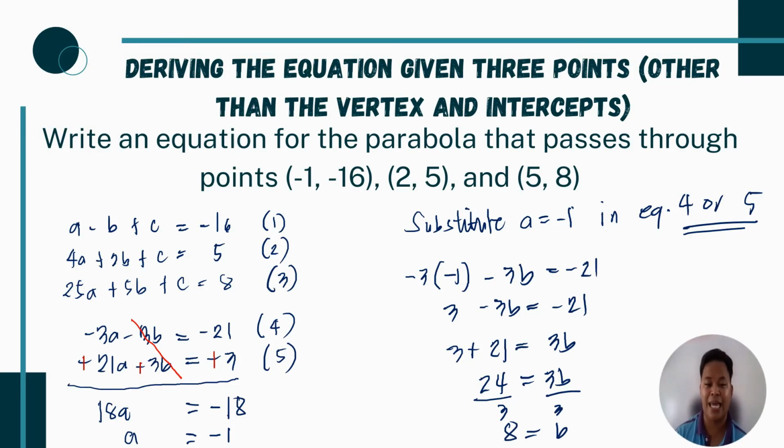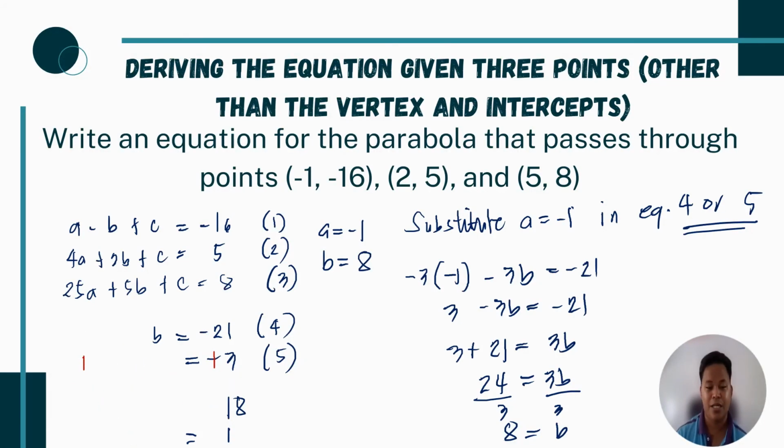So, we have already values for A, which is equal to negative 1, and B is equal to 8 po. Next po, solve na natin yung C po. So, in solving C, you can choose either equation 1, equation 2, and equation 3 to solve for C using the values of A and B po. So, I will be choosing equation 1 since medyo simple po yung equation.